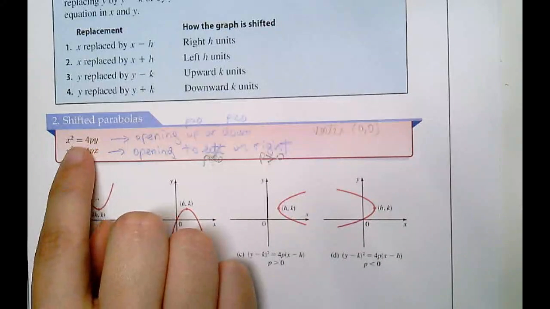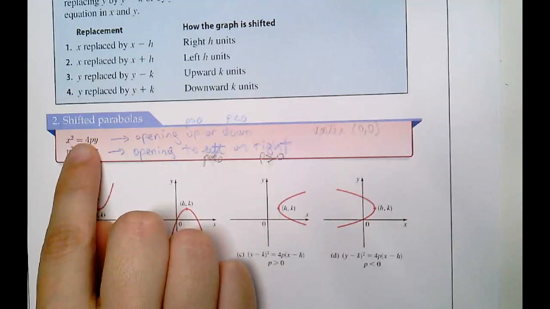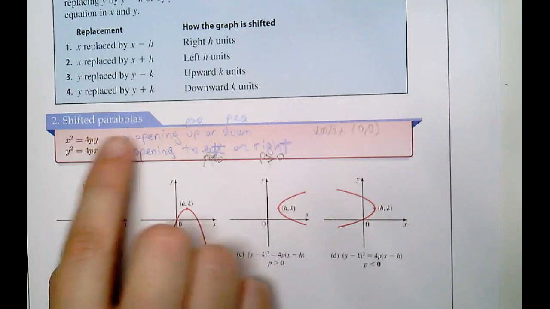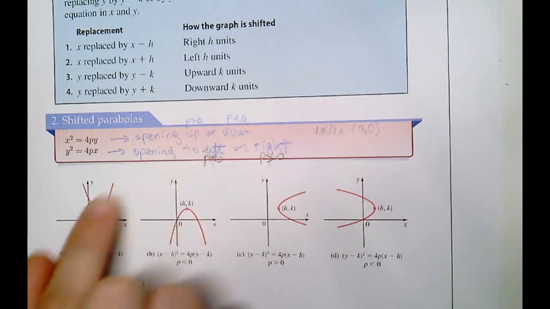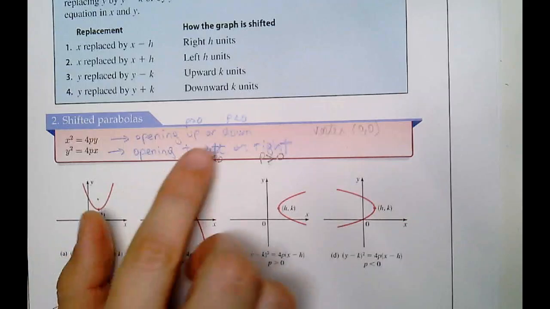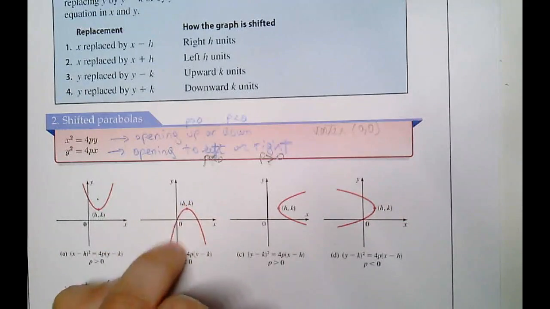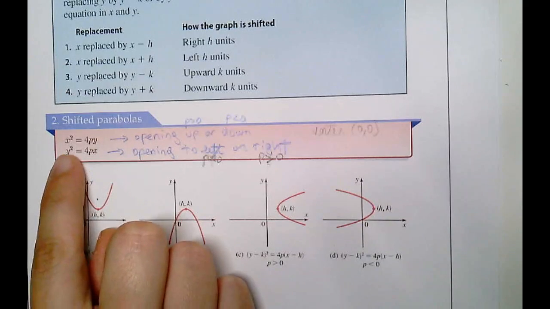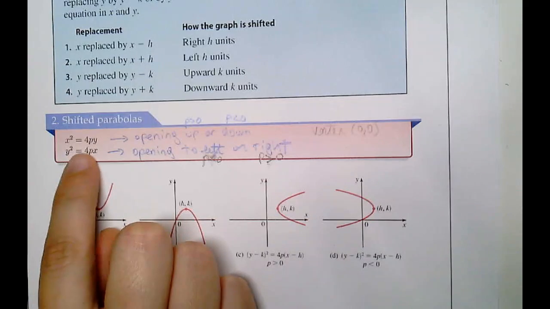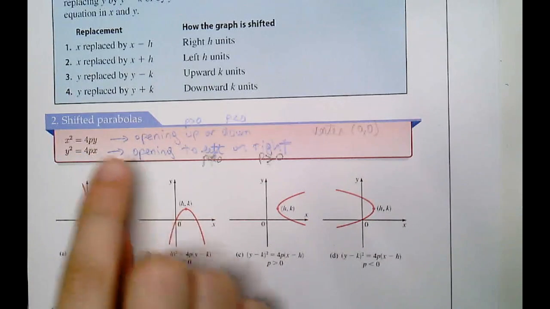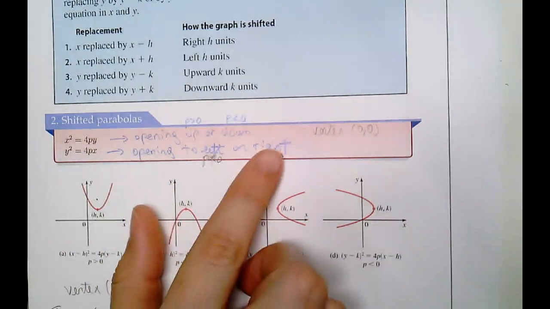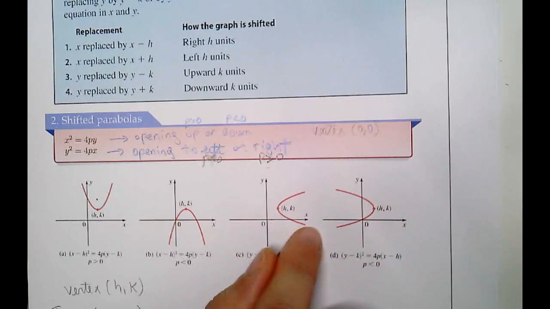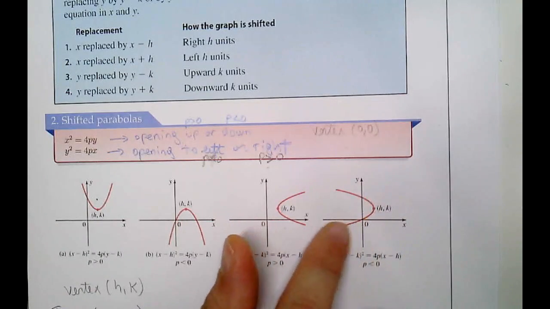So if you remember from last time, the equation for a parabola is x squared equals 4py. And depending on p, if p was positive, the parabola was opening up. If p was negative, the parabola was opening down. And then also, we had another version of it when the y was squared. y squared equals 4px. And if p was positive, the parabola opened to the right. And if p was negative, the parabola opened to the left.